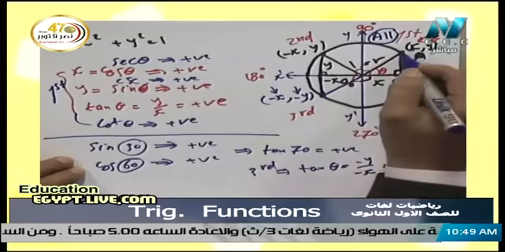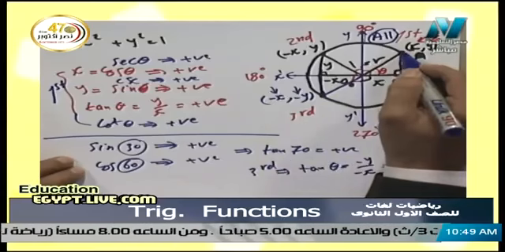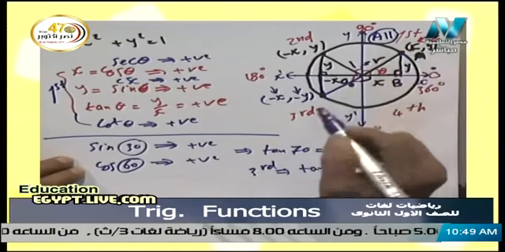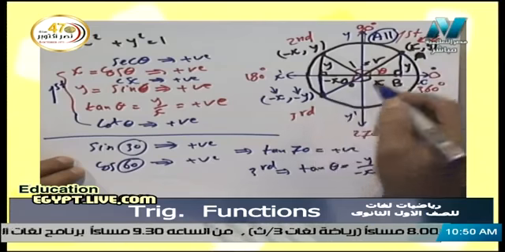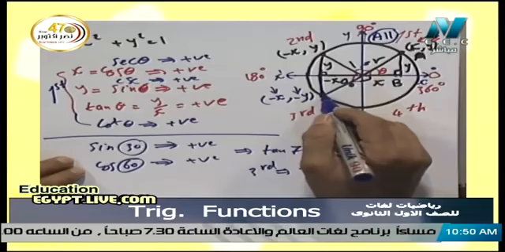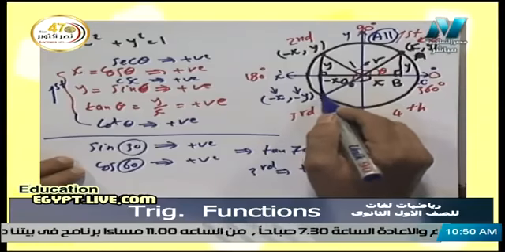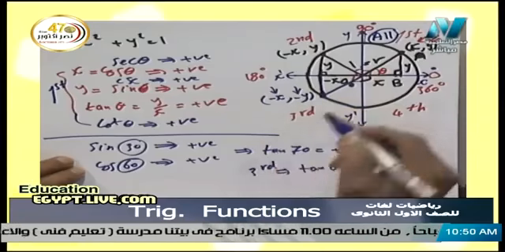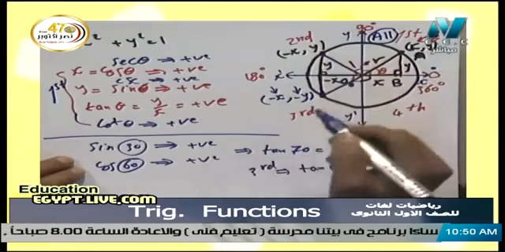Okay, let's move here. In the first quadrant, sine, cosine, and tan are positive. In the third quadrant, which is diagonal to the first one, only tan is positive, but sine and cosine are negative. Let's move to the second quadrant.